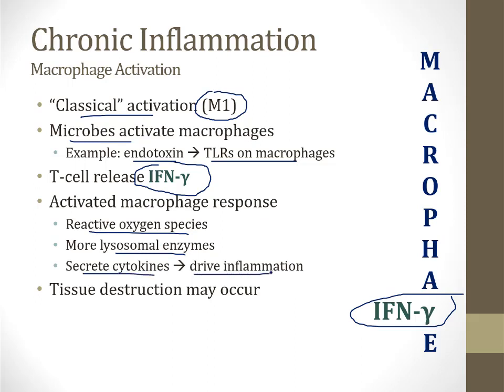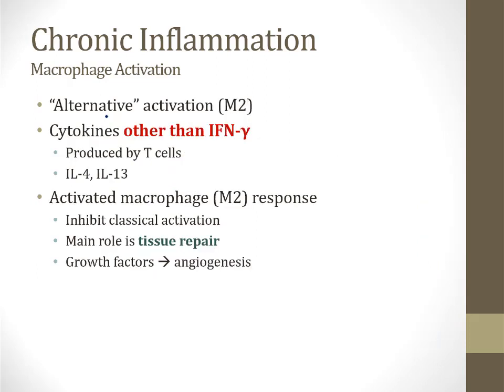And because they are driving inflammation and drawing cells into areas of inflammation and releasing toxic substances to kill microbes, they can destroy tissue, and therefore the M1 macrophages are responsible for much of the tissue destruction that occurs at sites of chronic inflammation. The alternative pathway of macrophage activation leads to so-called M2 macrophages. And this pathway involves macrophages being activated by something other than interferon gamma, some other cytokine.